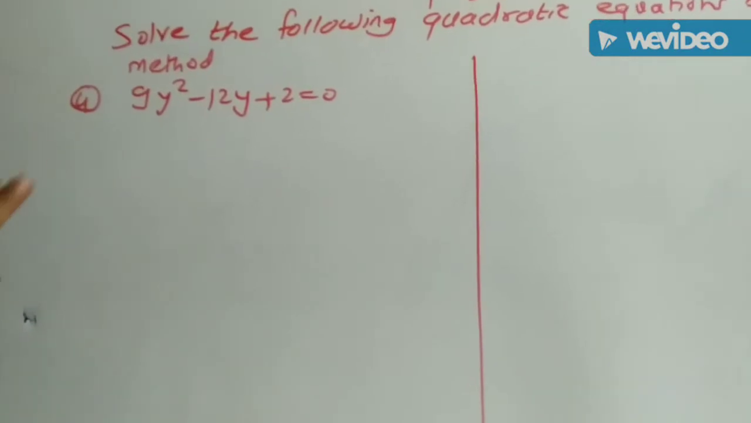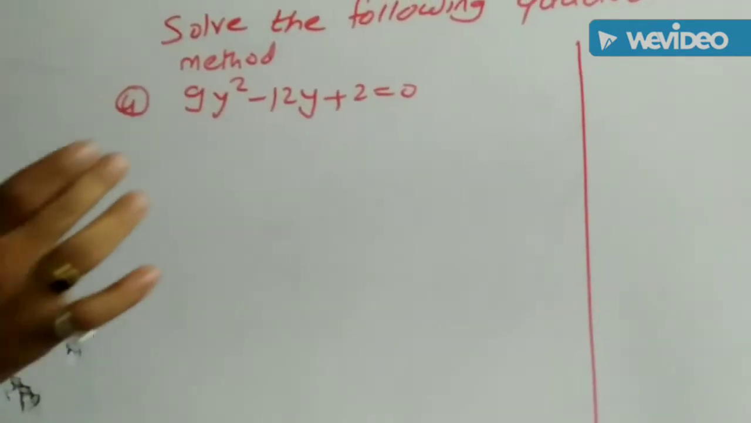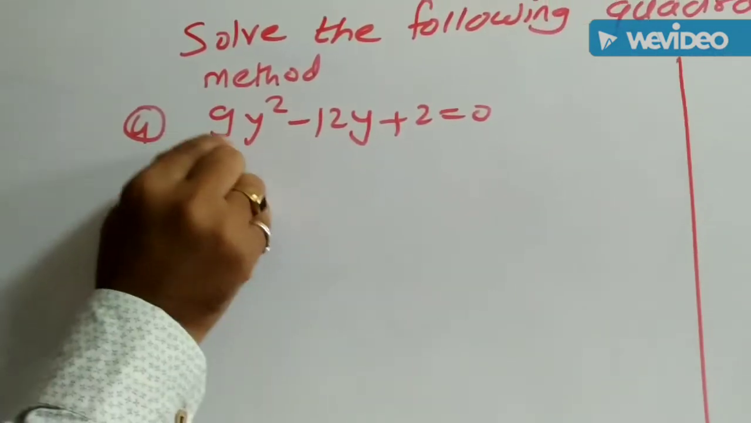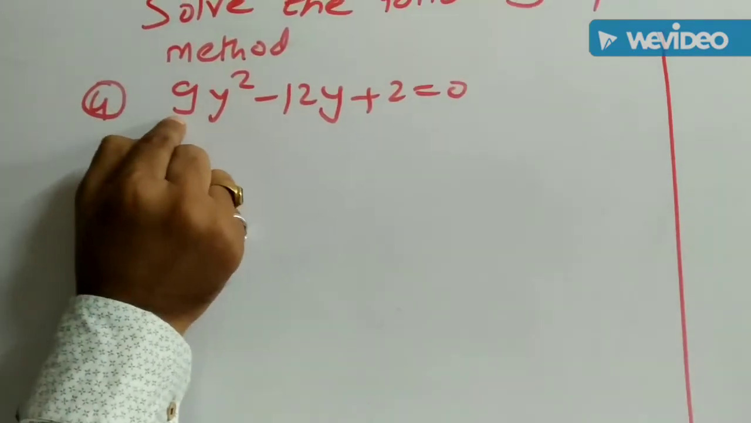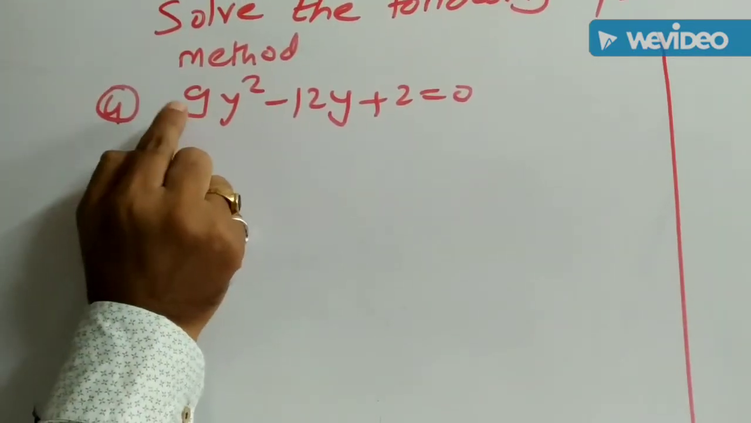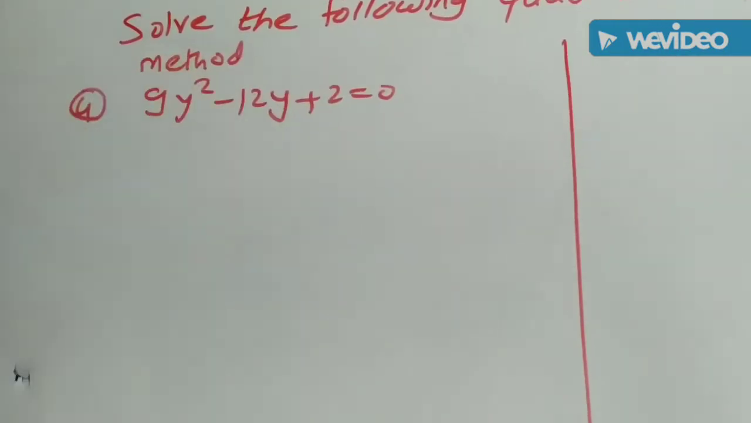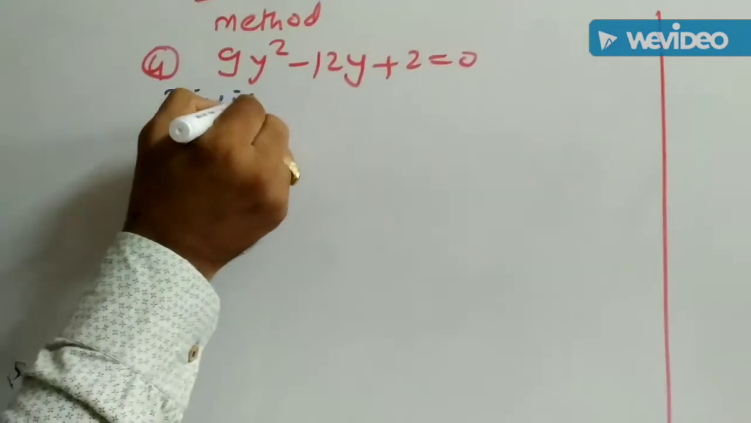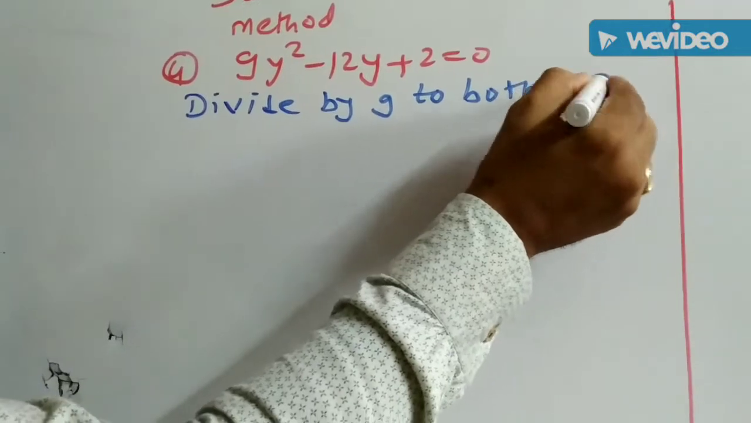Fourth example is 9y square minus 12y plus 2 is equal to 0. It is in the standard form of a quadratic equation, but here the coefficient of the square term is greater than 1. First we make it 1. For making it 1, divide each term of the equation by the coefficient of the square term. Here 9 is given, therefore divide by 9 on both sides.